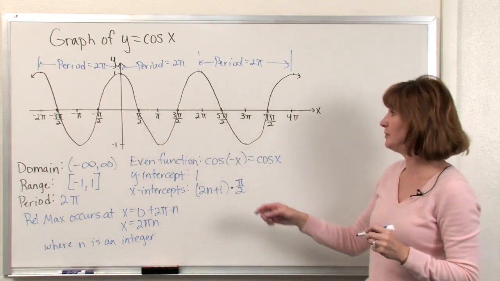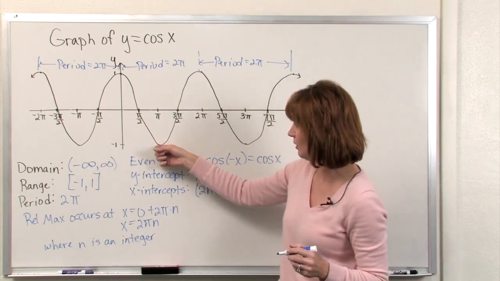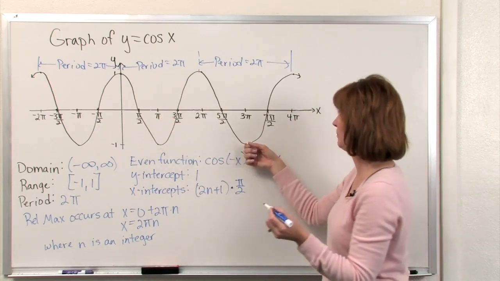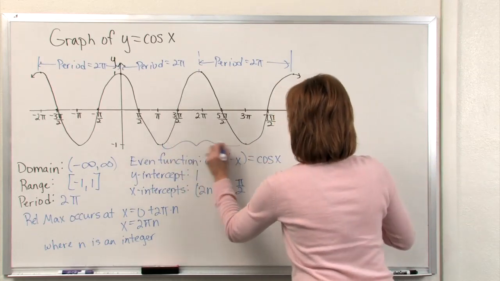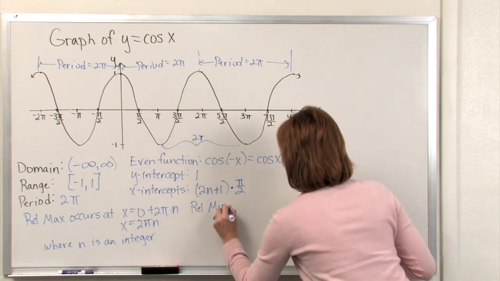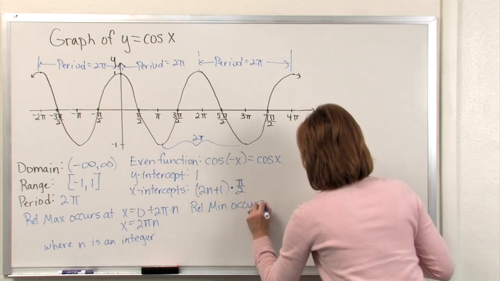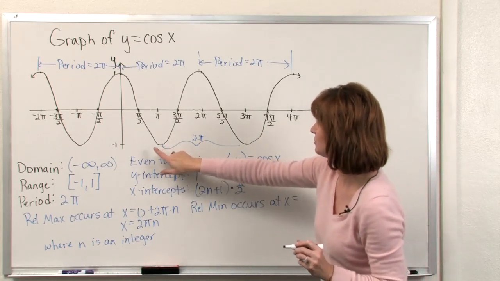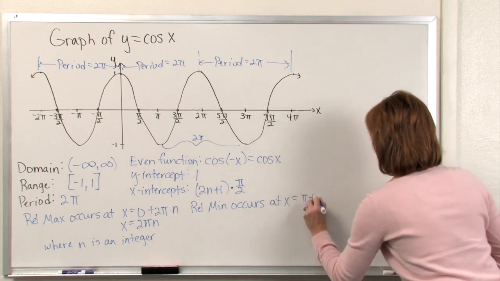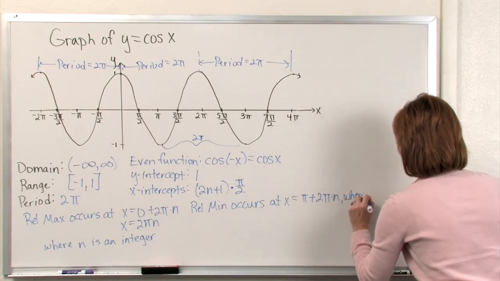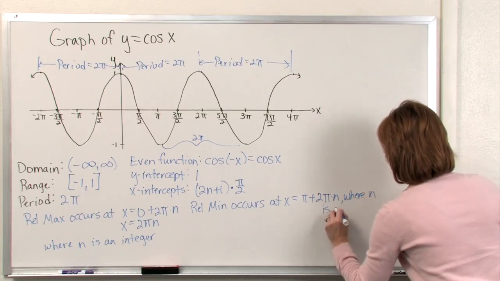Now let's look at the relative min. Here's a relative min. Where does it occur? At pi. Where does the next one occur? At the period away. This is an interval of 2 pi. So the relative min occurs at x equal pi plus 2 pi n, again, where n is an integer.